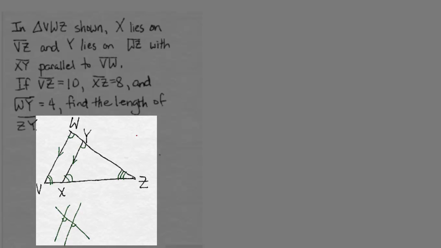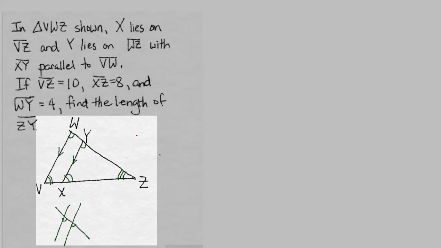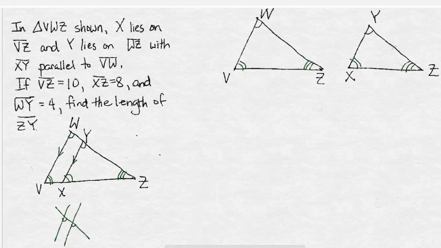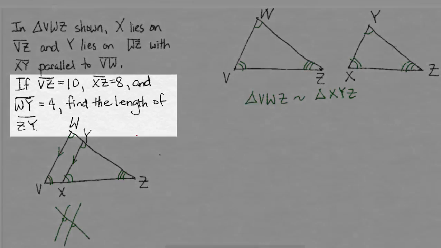So separating this diagram into two separate triangles, we have that triangle VWZ is actually similar to triangle XYZ. So that's going to give us some good relationships. In particular, the sides of the triangles will be proportionate. So let's look at what they told us about the lengths of the sides. They said that VZ is length 10, and they said that XZ is length 8.